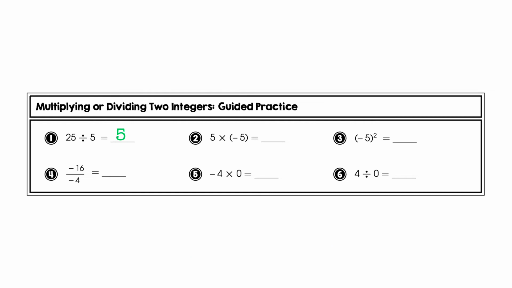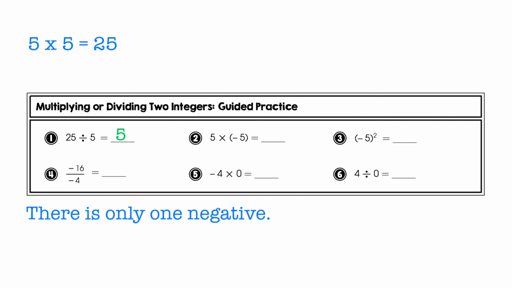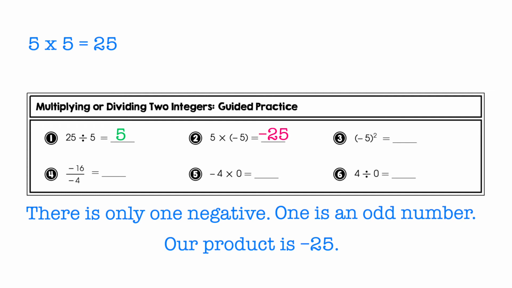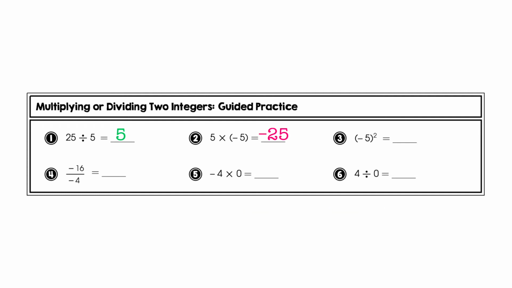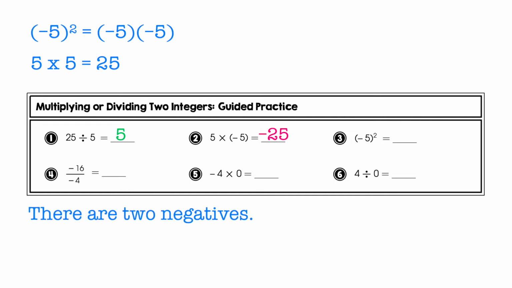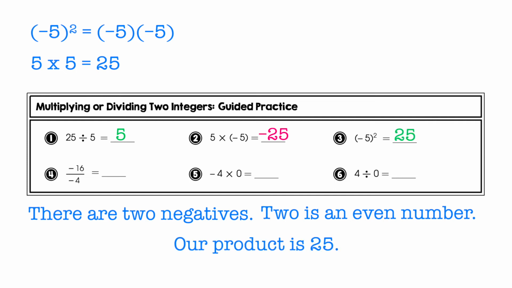Now in problem number 2, we have 5 multiplied by negative 5. Well, 5 times 5, that's 25. And we only have one negative in our expression. And 1 is an odd number. So since we have an odd number of negatives, our product is negative 25. For problem number 3, we have what's inside the parentheses squared. So we have negative 5 multiplied by negative 5. 5 multiplied by 5 is 25. We have 2 negatives, and 2 is an even number. So since we have an even amount of negatives, our answer is positive 25.